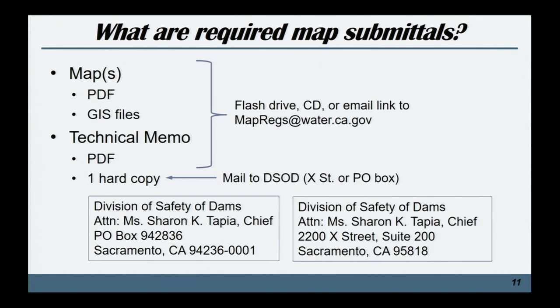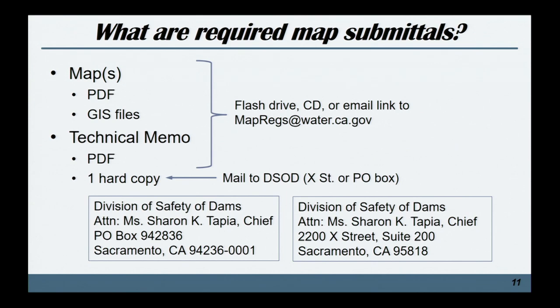What are the required map submittals? A lot of people think that we need a hard copy of the map. We don't. We understand that the way things work now is you have to reproduce these maps in many EAPs, and a lot of emergency managers and dam owners are accessing these things in GIS apps online. And so we recognize that, and we require a PDF of the map and the geospatial files, or the GIS files, so that it can be used in a map application.